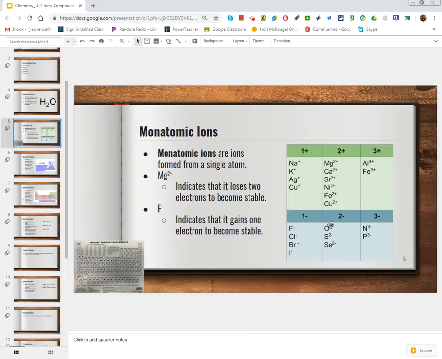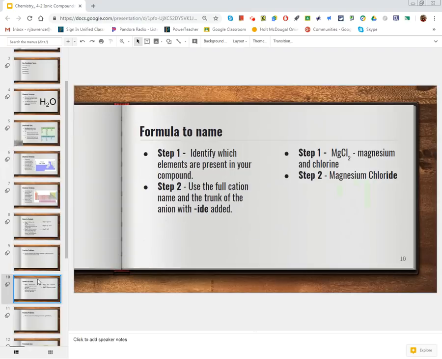When it's negatively charged, it's again very simple, but all you do is change the ending to IDE. So instead of fluorine, it's fluoride. Chlorine, chloride. Bromine, bromide. Oxygen, oxide. Sulfur, sulfide. Nitrogen, nitride. Phosphorus, phosphide. So it's, again, straightforward. IDE gets added down here. Here you just add the word ion, and then we move on with our lives.